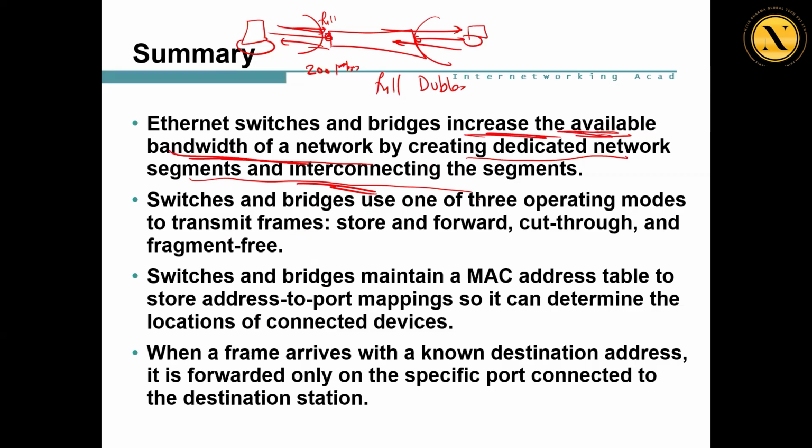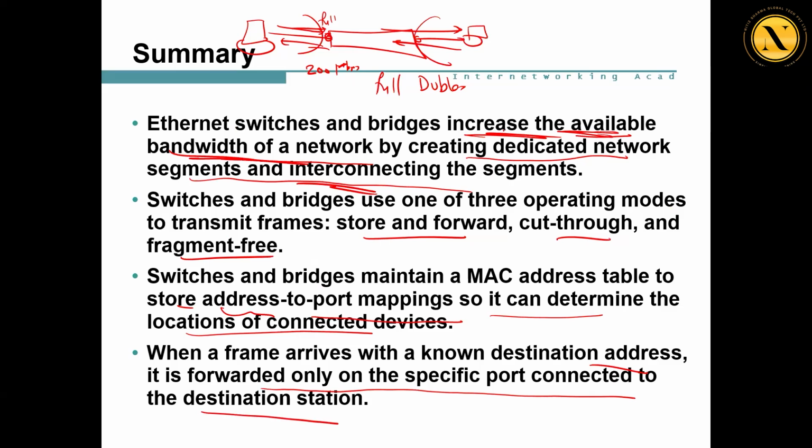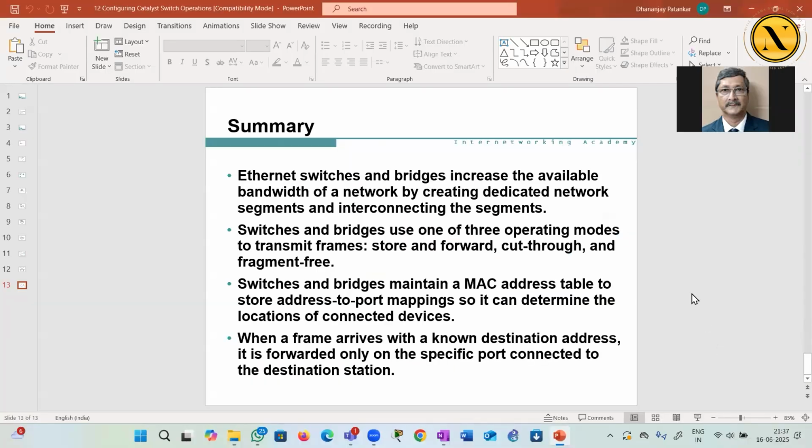Switches and bridges use one of three operating modes to transmit frames: store and forward, cut through, and fragment free. Switches and bridges maintain a MAC address table to store address to port mappings, so they can determine the locations of connected devices. When a frame arrives with a known destination MAC address, it is forwarded only on the specific port connected to the destination. So we are done with chapter 12 also.